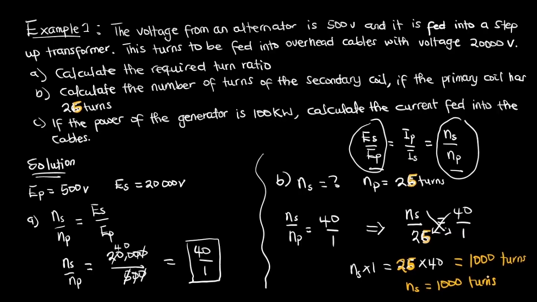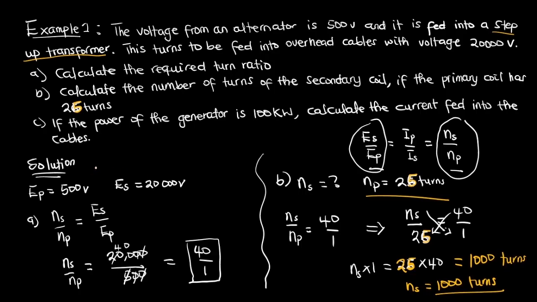All right, so now that we've calculated the turns ratio, and we've also looked at the number of turns in the primary, which is 25, and that of the secondary, which is 1,000, since the number of turns in the primary is lesser than the number of turns in the secondary, it tells us that it is indeed a step up transformer. If you've watched the first part of the tutorial, you will understand what we mean by this.